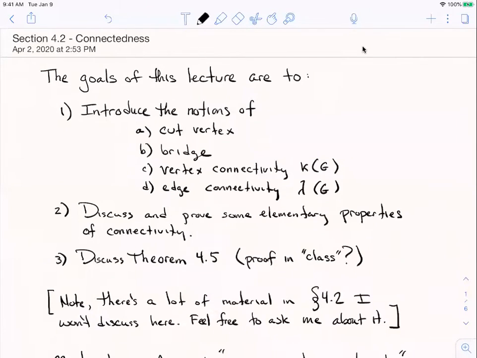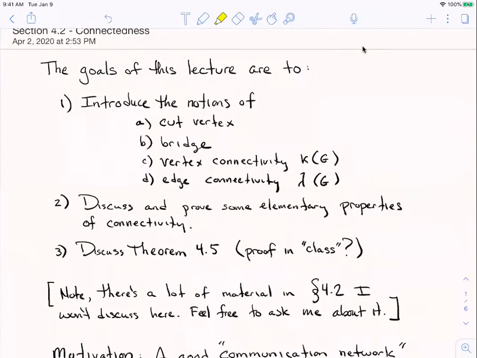I want to discuss and prove some elementary properties of connectivity, explore them in some examples as we go. And then not prove in this video, but discuss the statement of Theorem 4.5. I think including the proof here is going to make this video a little bit too long, but maybe we can prove it while we're in our virtual class.